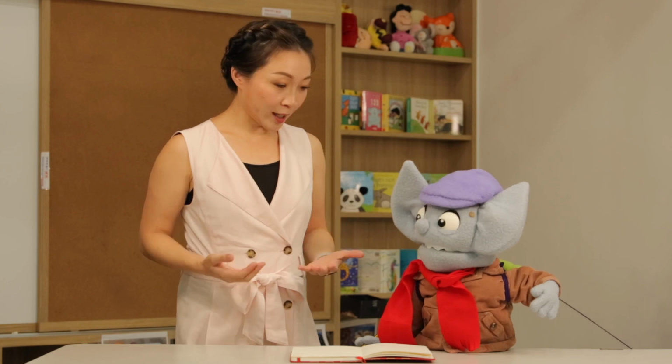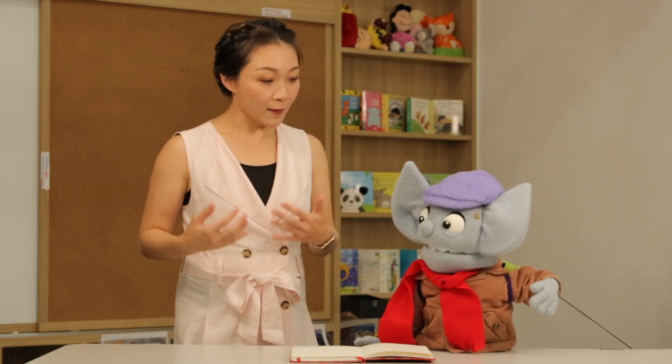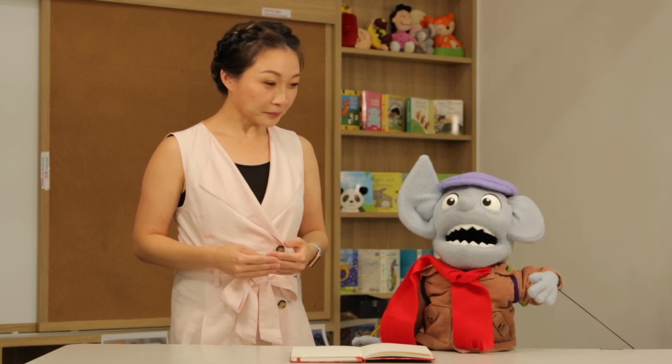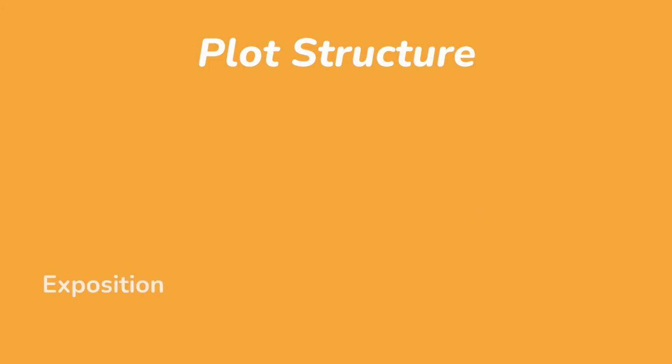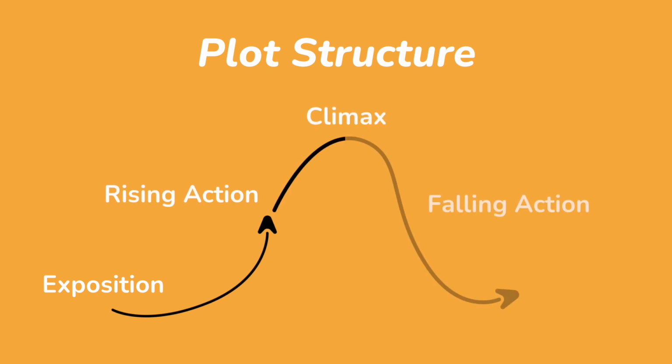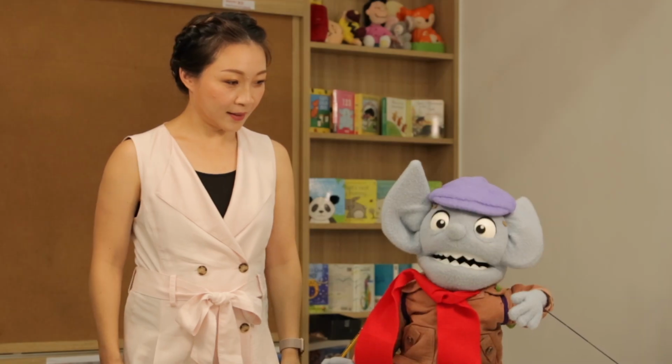Well, a plot structure has 5 parts to it. It helps you organize your story and make sure that all the events are connected. Oh, what are the 5 parts? So the 5 parts are exposition, rising action, climax, falling action, and resolution. I got it. So, where do we start?